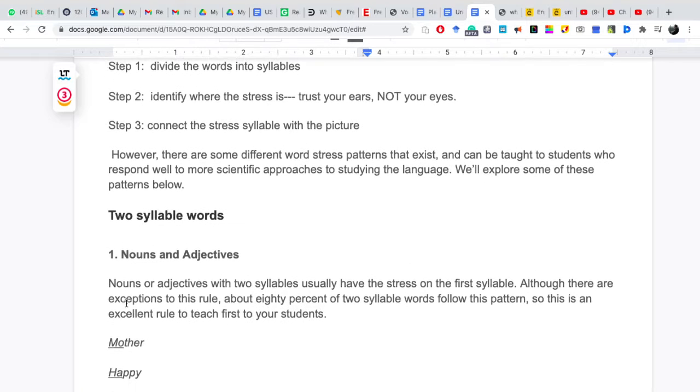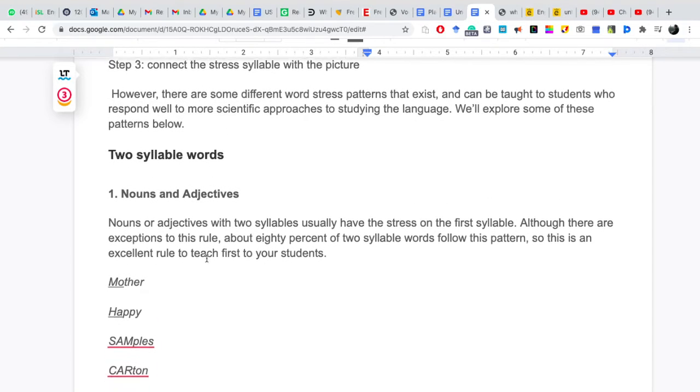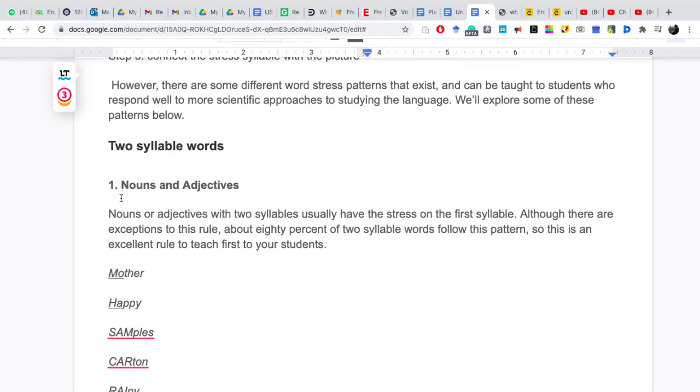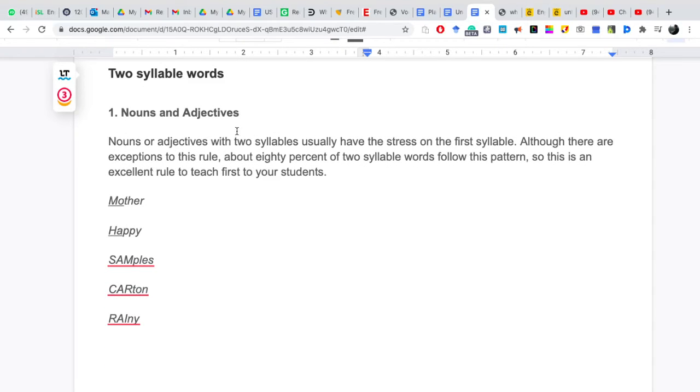I'm going to start with two-syllable words. Rule number one, nouns and adjectives. Nouns and adjectives with two-syllable words have stress on the first syllable. For example, here, this is the first syllable. Mother. We don't say mother.